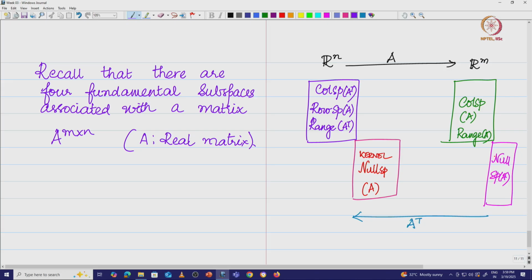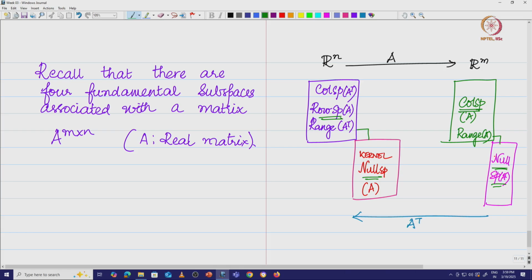Now, so what? We have these 4 fundamental subspaces. It is interesting to note that with this definition of orthogonal complement subspace for any vector space or subspace, these pairs are orthogonal complements of each other. The row space of A and the null space of A are orthogonal to each other. The column space of A and the null space of A transpose are orthogonal to each other.